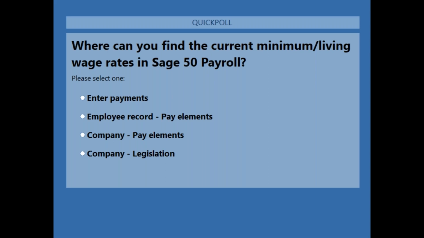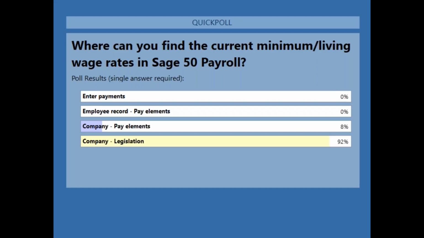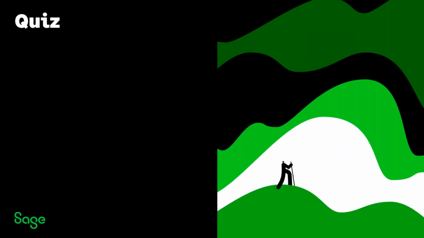And with most of the votes in there, we will close and share the results. And 92% of you saying you can find them within company and legislation, and 92% of you have got that spot on. So even if you're not using minimum wage check, perhaps because your employees are paid a fixed salary, you can still check the minimum hourly rates from company and then legislation. So well done to those that got that right. And on to our final question.